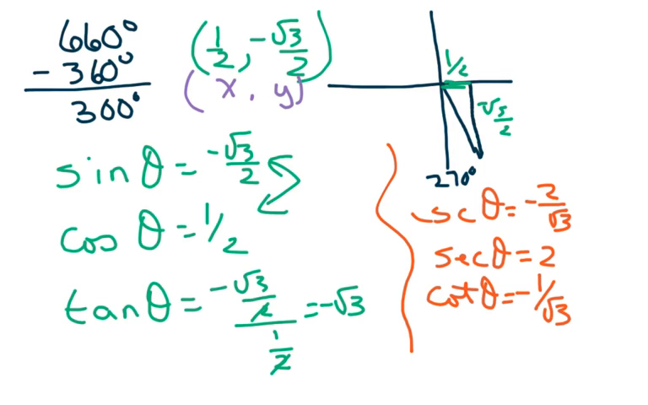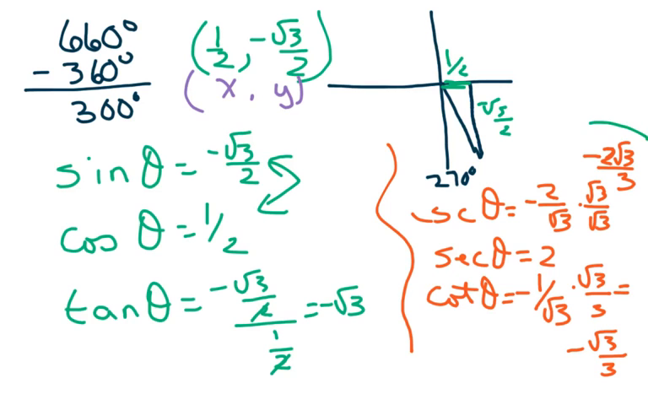Now we have to fix these two here. I'm going to multiply this by root 3 over root 3. And that's going to give me negative 2 root 3 over 3. And multiply this by root 3 over 3. And that gives me negative root 3 over 3. So my answers for those two are right here.